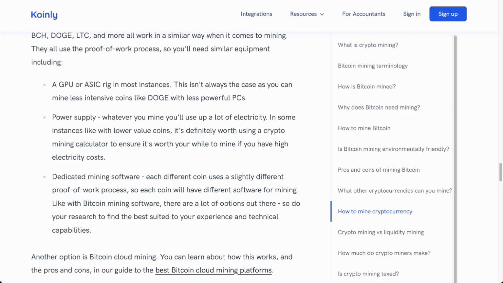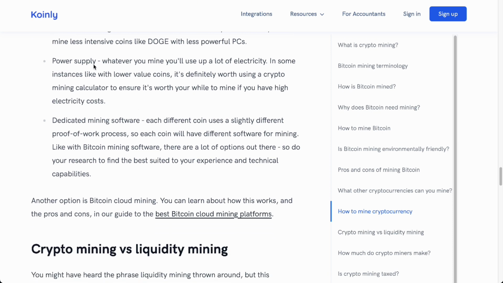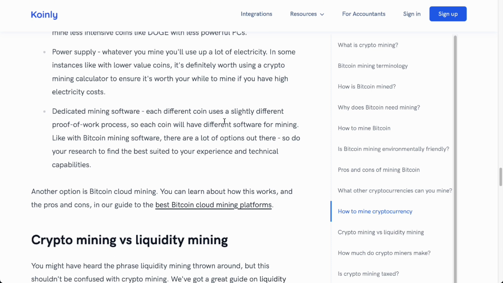Hello guys, in this video we're going to talk about how to mine a cryptocurrency. So the first thing you will have to do is get a GPU or an ASIC rig in most instances. So next is a power supply, and then there you go. So next is also dedicated mining software.